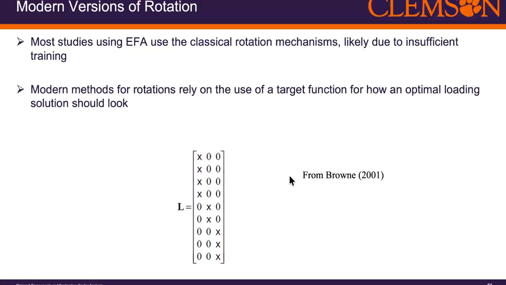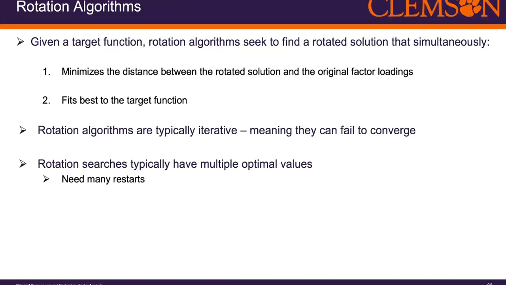So modern versions of rotation are a little bit different. Again, they look for a target function. This is a target function looking for what we call simple structure, where we have one positive loading per item, and they might use an optimization function to try to approximate this. So given the target function, rotations often seek to find a rotated solution that simultaneously minimizes the distance between your rotated solution and the original factor loadings, but fits the target function best. These rotation algorithms are often iterative, meaning they can fail to converge. And you often have to have multiple starts in mind to use the more modern methods as well.